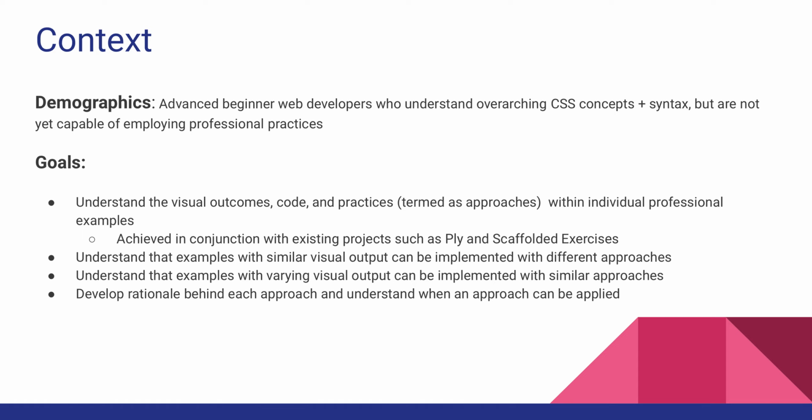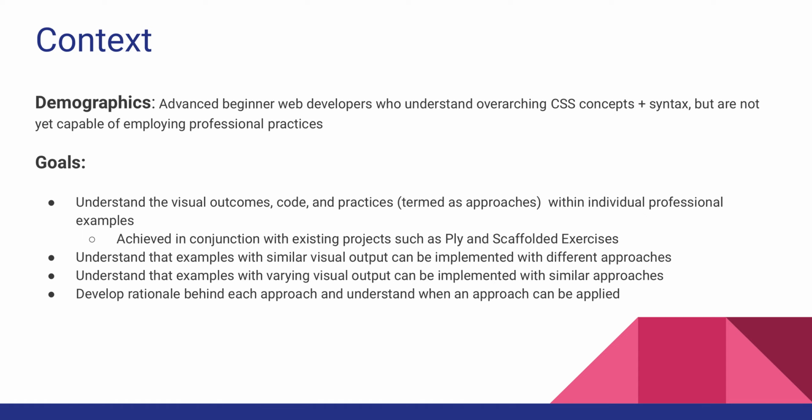And the goal of Knowledge Maps is that we're trying to get users to understand the visual outcomes, code, and practices, which we'll term as approaches for the rest of this presentation, within individual professional examples. This is achieved in conjunction with existing projects such as Ply and scaffolded exercises within the Railsig as well, and is focused on individual understanding of examples. Knowledge Maps' main goal is to have users understand that examples with similar visual output, examples that look alike on the web page or web browser, can be implemented with different approaches and different techniques in terms of code.